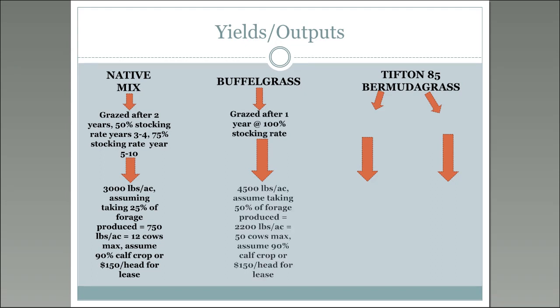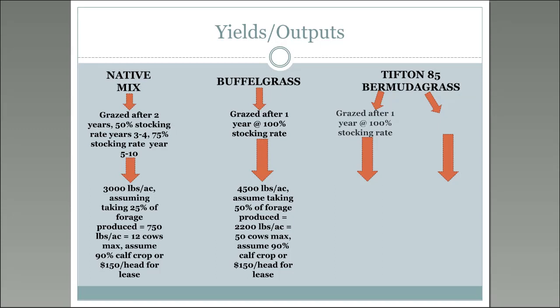We assumed that buffel grass would give us more like 4,500 pounds of forage per acre, and that's compared to the 3,000 we could carry with our native mixture. We took 50% of that forage that was produced instead of 25%. We thought we could graze buffel grass a little bit harder because it tends to be hardier, and you're not worried about grazing out your better grasses because it's all going to be buffel grass under our assumptions. So at the end of the day, it was 50 cows max. We assumed that same 90% calf crop and $150 per head for a lease.